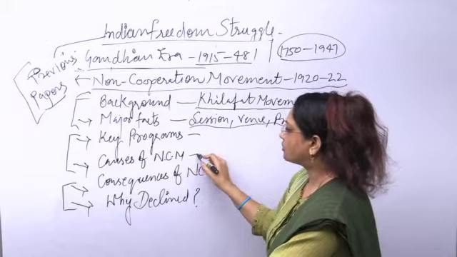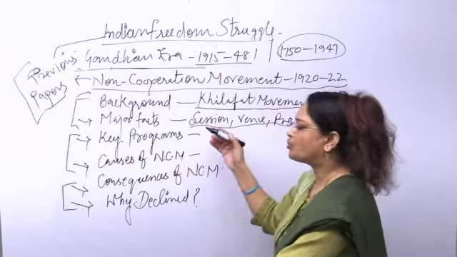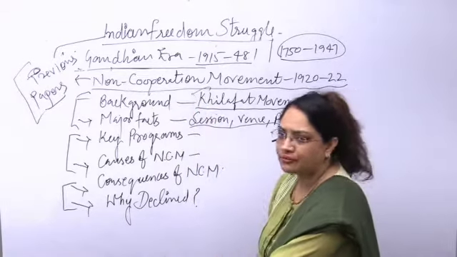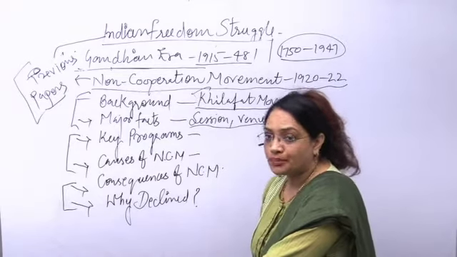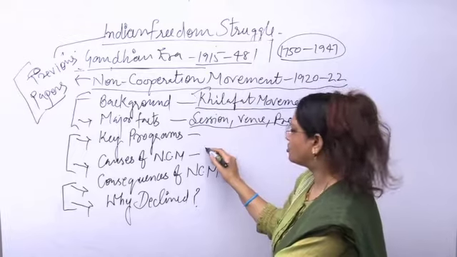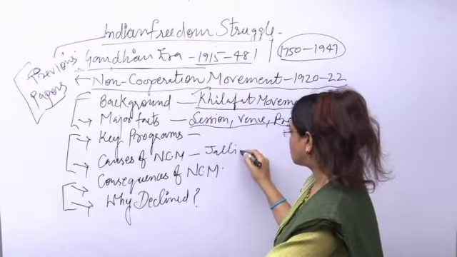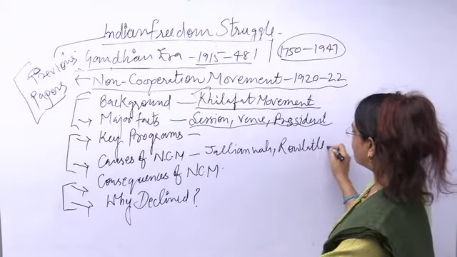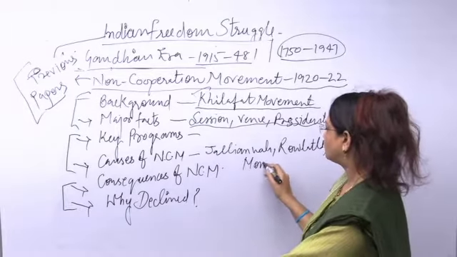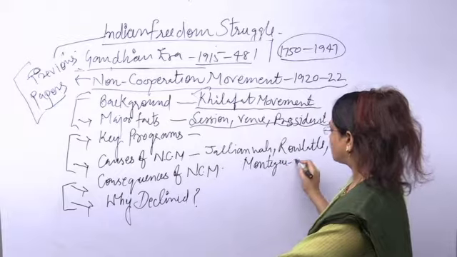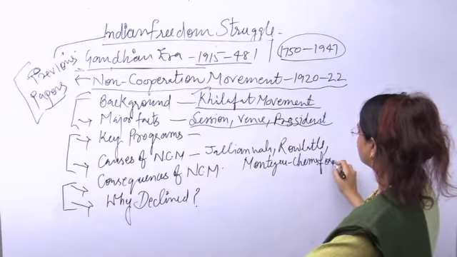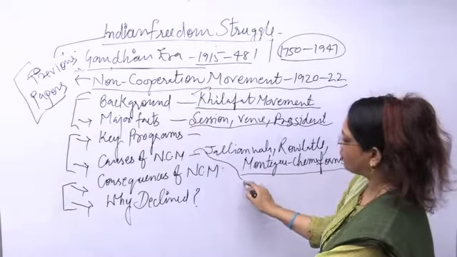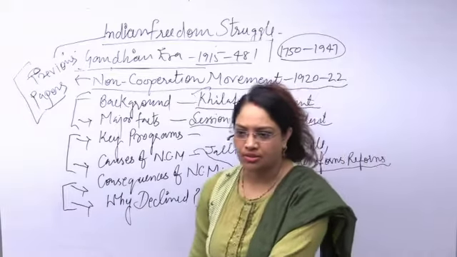In the causes of the non-cooperation movement, there are so many incidents which led to it. First of all, the issue of Khilafat was not properly listened to by the British government, and there were so many others: Jallianwala, the most dangerous, and the Rowlatt Act, and the next one is the Montague-Chelmsford reforms. Indians were not happy or satisfied with this constitutional reform. So these are the basic causes, right?